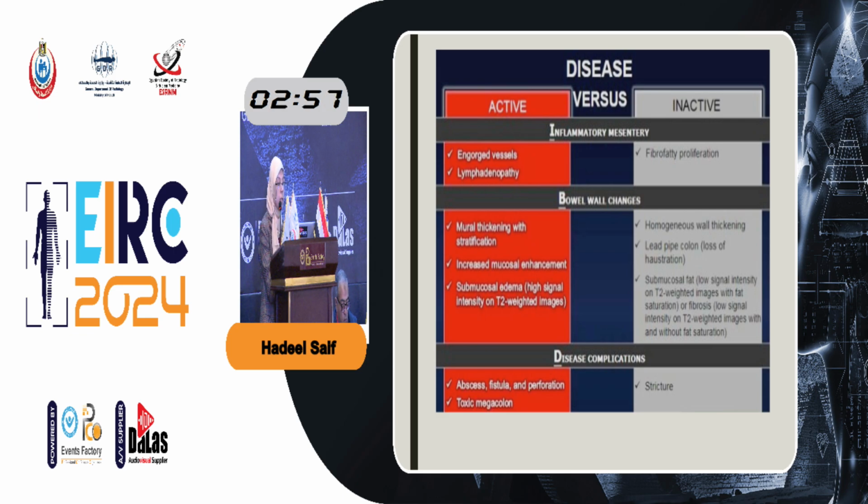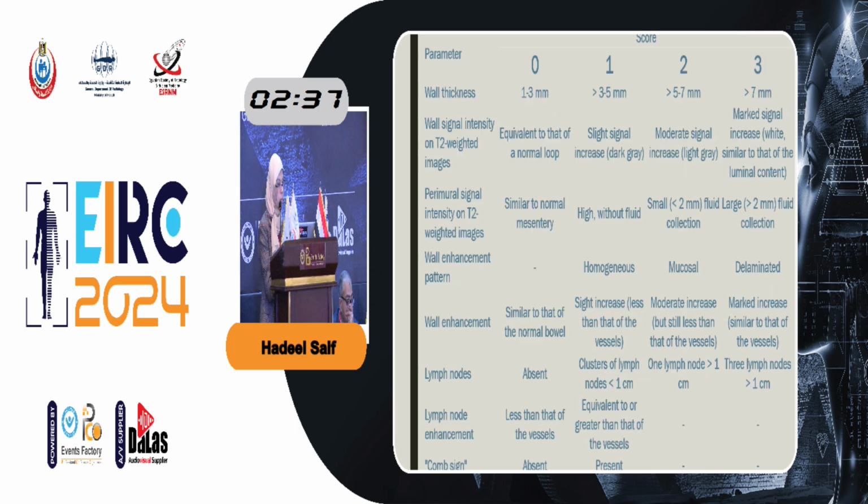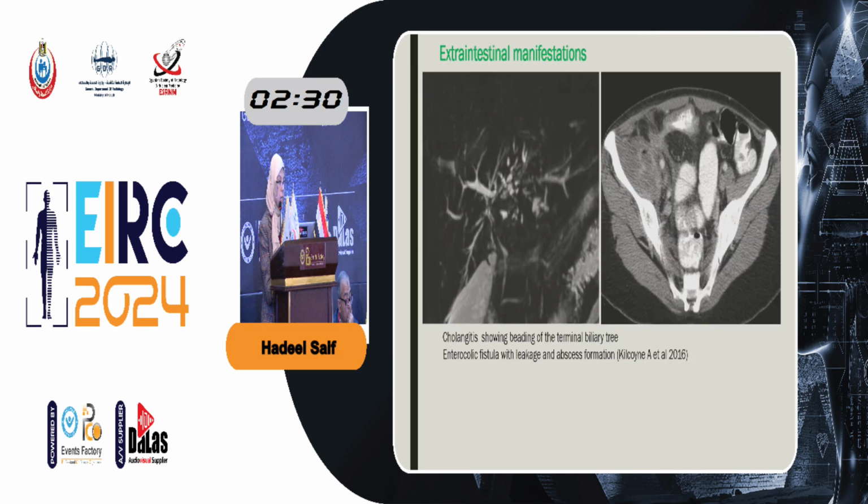Inactive disease would show fibrofatty infiltration of the mesentery, homogeneous wall thickening, loss of haustration of the colon, submucosal fat showing low signal intensity in T2-weighted images on fat suppression. The fibrosis will be low signal intensity in T2-weighted images with or without fat suppression. There is the illustration for the previous data that we have said, indicating the scoring of whether the disease is active or inactive. Extraintestinal manifestations could also be seen by MR enterography.